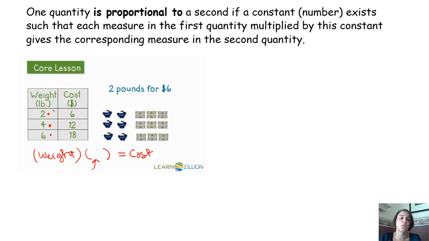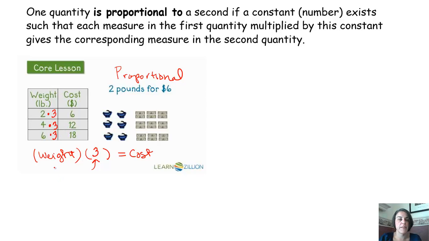2 times what is 6? Well, 2 times 3 is 6. 4 times what is 12? 4 times 3 is 12. 6 times what is 18? 6 times 3 is 18. Because every time we have our weight, we're able to simply multiply by 3 and get the cost. That means that, yes, weight is proportional to cost. It just means there'll be a constant value that you're able to multiply by each time.